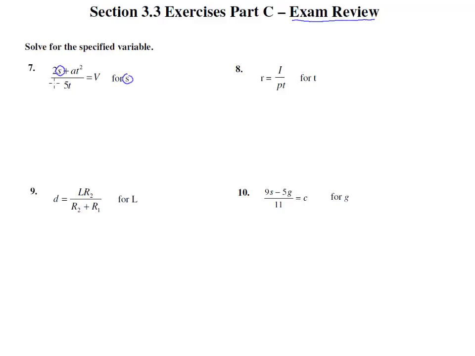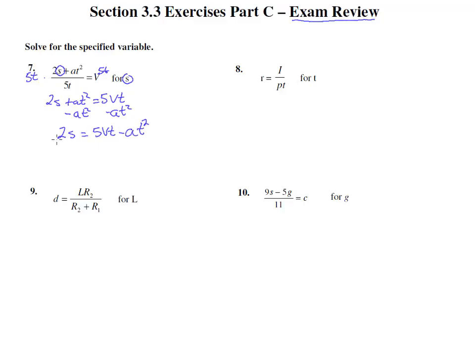So we can start off by, how do we undo divide by 5t? We times by 5t. 5t up here. So we get 2s + at² equals 5vt. Now we don't have any fractions or parentheses, and the s's are all in one location, so let's get rid of any addition or subtraction things we have. Subtract at². We don't even know what it is, but we can subtract it off. We get 2s equals 5vt minus at².